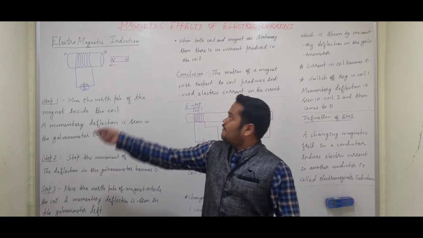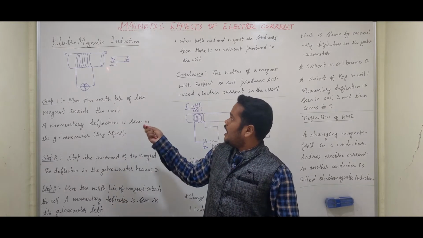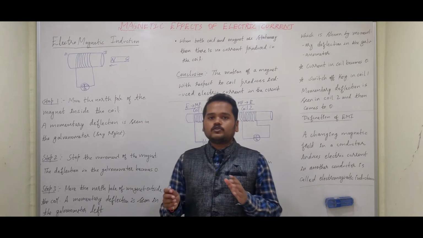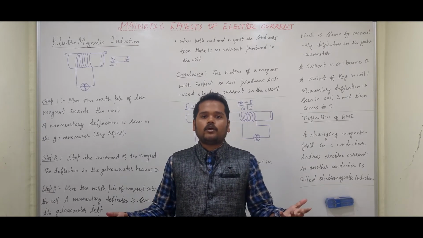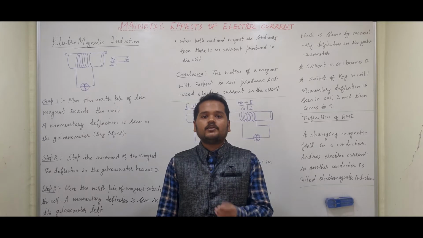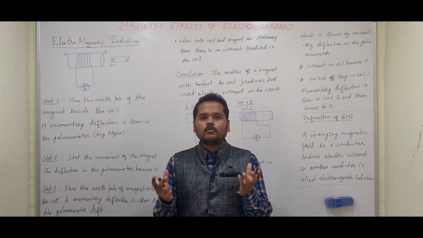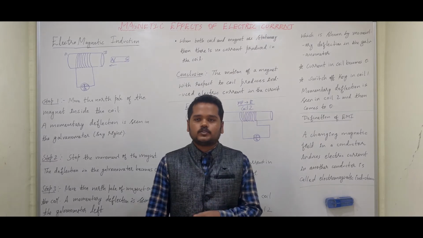Now, when the coil is stationary and the magnet is also stationary, when both are stationary, then there is no current produced in the coil. So the galvanometer will be at 0. When both are stationary, there is no electric current produced.